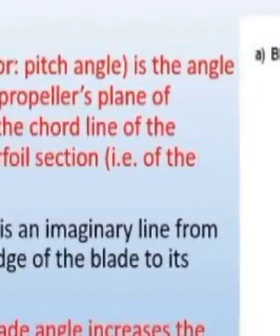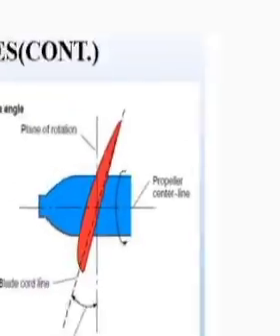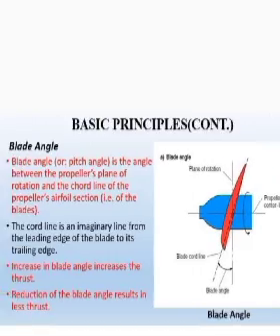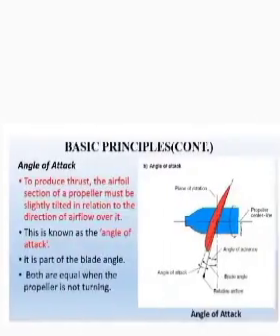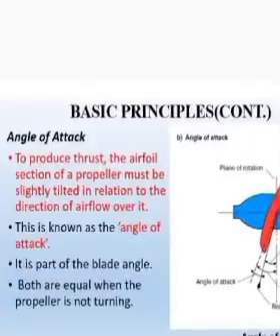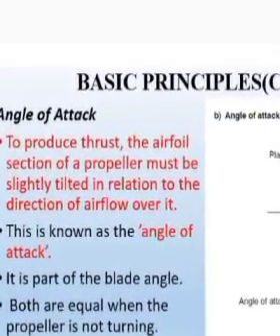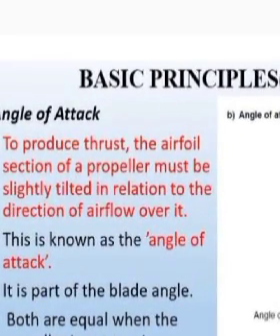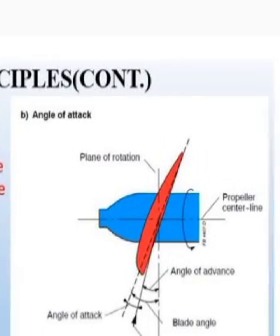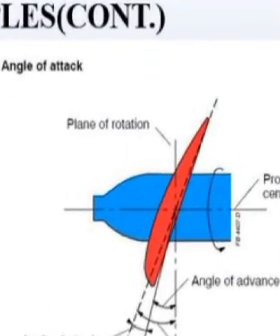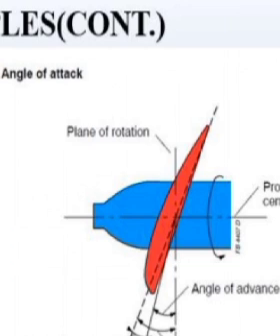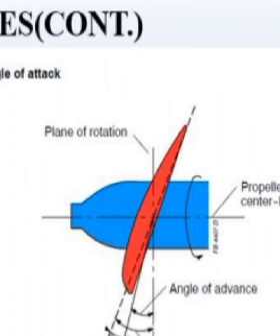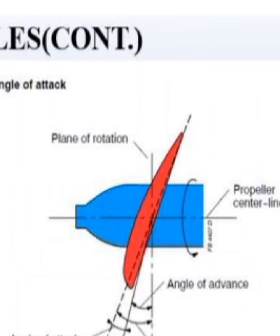Now we will talk about our next topic, which is the angle of attack. To produce thrust, an airfoil section of a propeller must be slightly tilted in relation to the direction of airflow. When you look on the screen, you realize that because the blade angle generates minimum thrust, that thrust will be unable to send the aircraft to its destination.